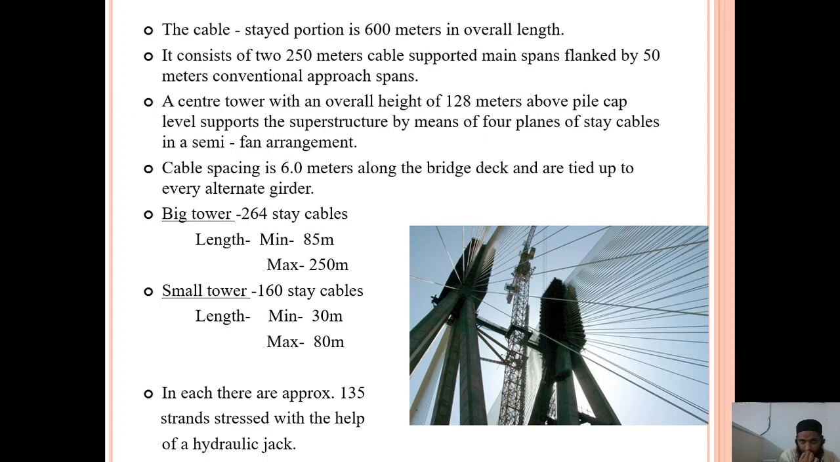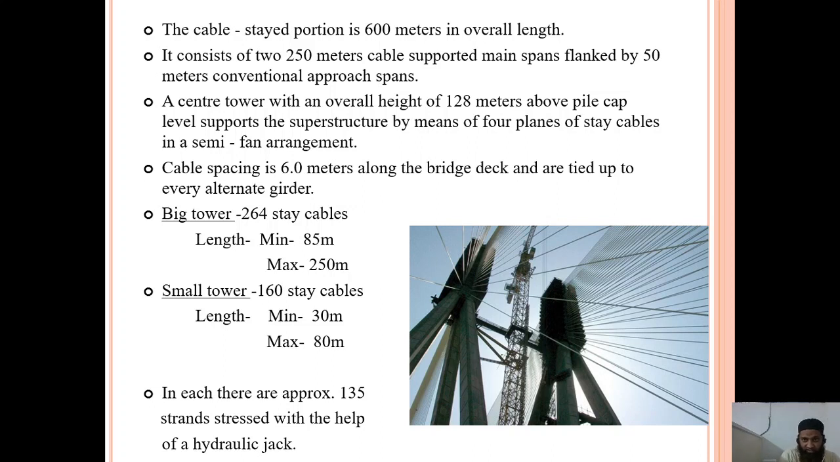The cable stayed portion is about 600 meters in overall length. It consists of about 250 meters of cable supported main spans, flanked by 50 meters of conventional approach spans. The center tower, with an overall height of 128 meters, stands above the pylon.